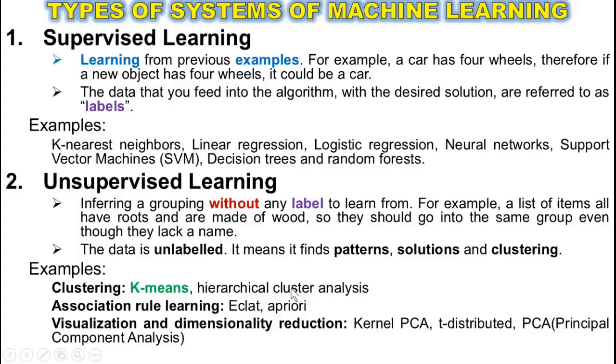For example, a list of items all have roots and are made of wood, so they should go into the same group even though they lack a name. The data is unlabeled. It means it finds patterns, solutions, and clustering. Some examples of unsupervised learning under the clustering, such as k-means and hierarchical cluster analysis. Under the association rule learning, we have ECLAT and Apriori. Under the visualization and dimensionality reduction, we have kernel PCA, t-distributed, and principal component analysis, to name but a few.